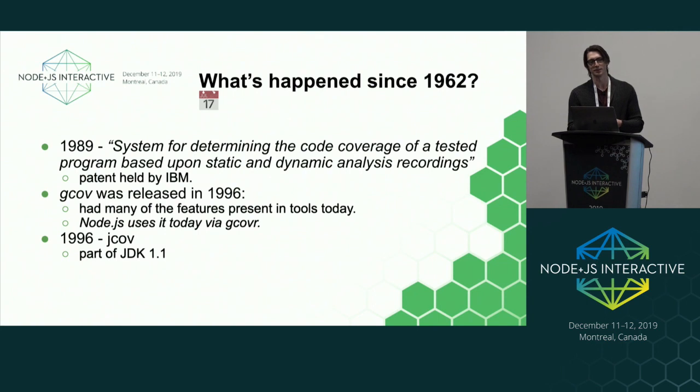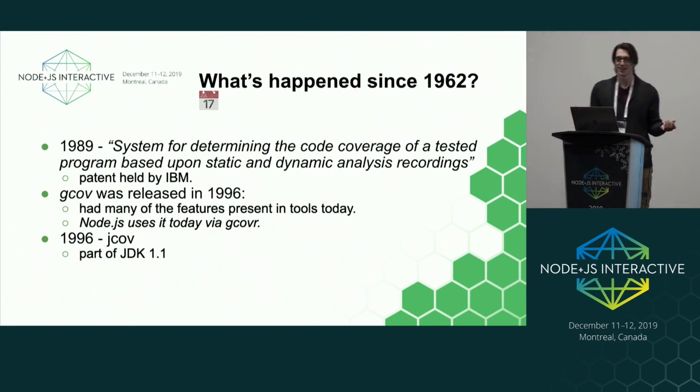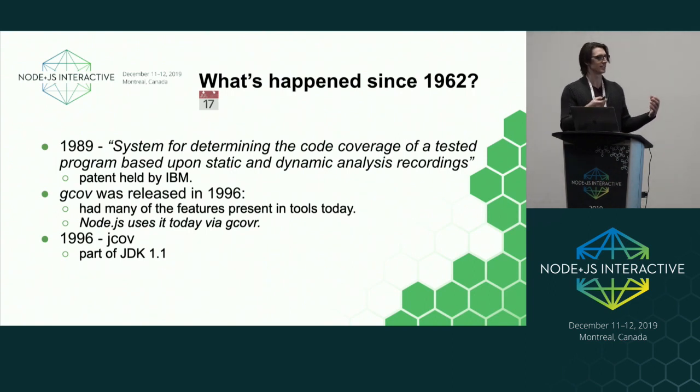Well, I was doing a little bit more of a literature review. Turns out IBM has a patent from 1989, which is called A System for Determining the Code Coverage of Tested Programs Based Upon Static and Dynamic Analysis of Recordings. This is the first reference I saw to taking that 1962 paper and starting to automate the process.